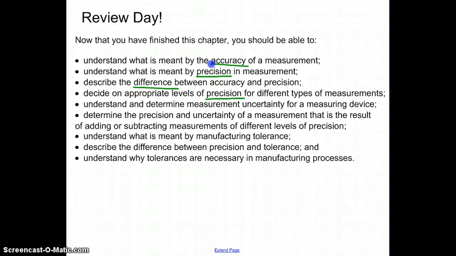You also need to be able to figure out uncertainty. Almost always uncertainty is half of the precision. We also need to figure out accuracy and precision when you add or subtract different measurements together. You need to know how to calculate tolerance. You need to know the difference between precision and tolerance. And you need to understand why tolerances are so important in manufacturing.